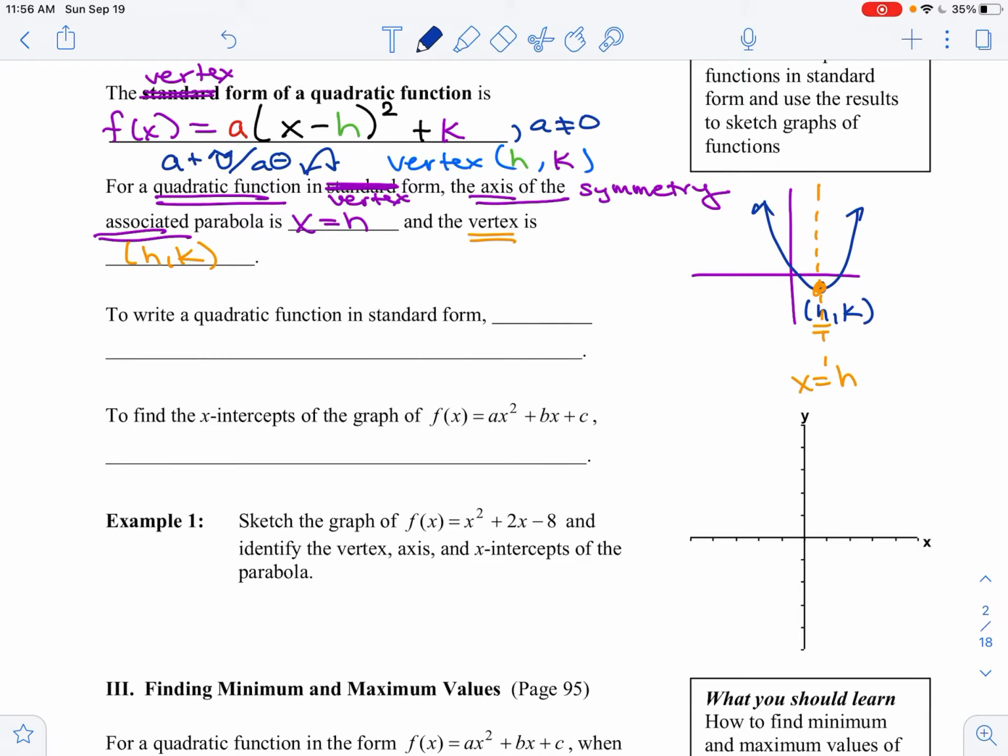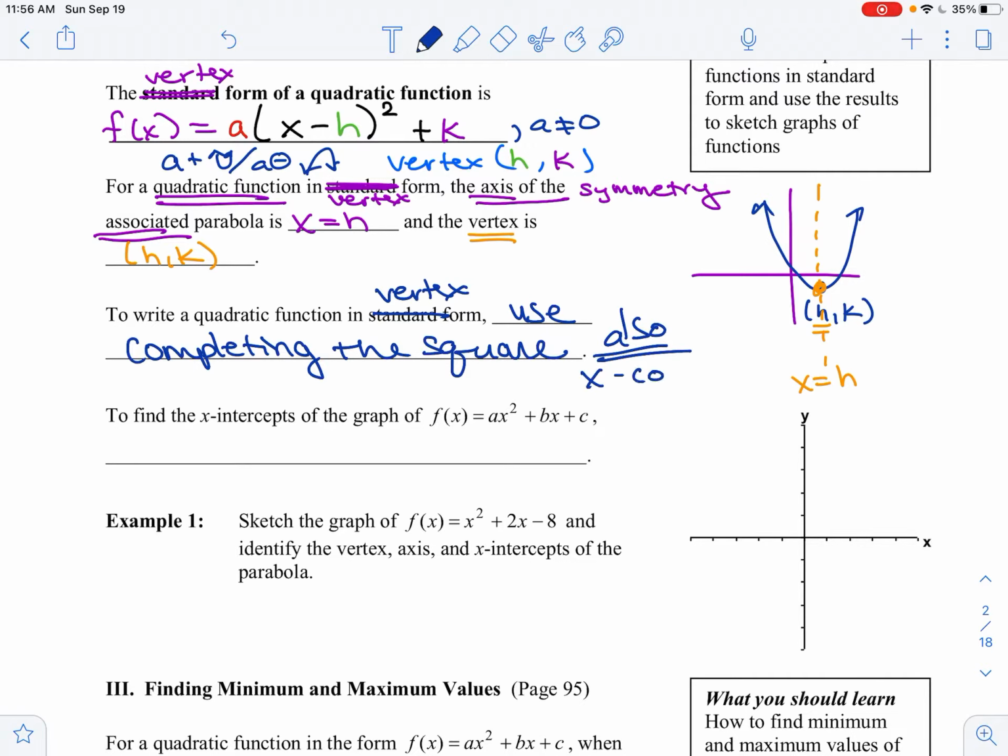To write the quadratic function in vertex form, you can also use completing the square. We went over this last year. We will go over this together when I come back in class, okay? Also, you need to know that the x coordinate of the vertex is x equals negative b over 2a. Okay, so keep that in mind.